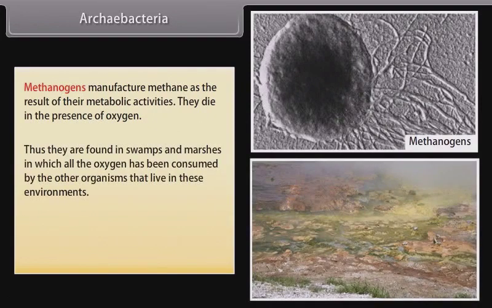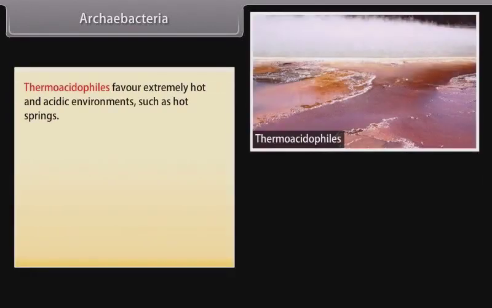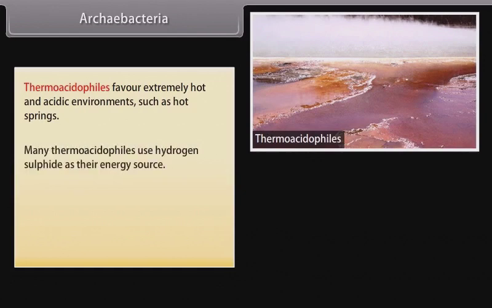Thus, they are found in swamps and marshes in which all the oxygen has been consumed by the other organisms that live in these environments. The methane smell characteristic of swamps and marshes is courtesy of the methanogens. Thermoacidophiles favor extremely hot and acidic environments such as hot springs. Many thermoacidophiles use hydrogen sulfide as their energy source.